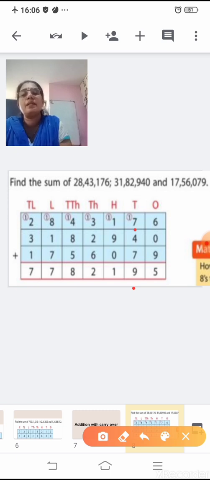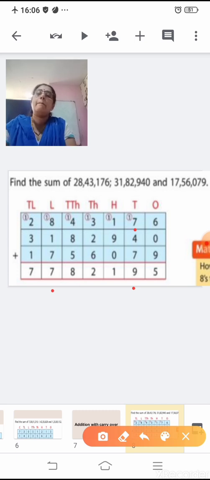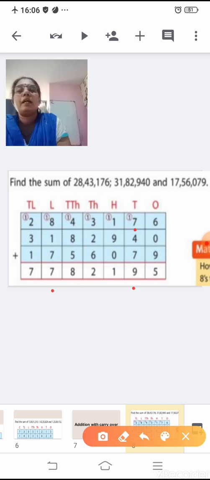Okay, similarly, when you add the numbers in the 10,000s place, you will get 18. So 8 you will write in the 10,000s place and 1 you will carry over to the lakhs place. Again, when you add the numbers in the lakhs place, 8 plus 1 is 9, 9 plus 1 is 10, 10 plus 7 is 17. So 7 you will write in the lakh place and 1 you will carry over to the 10 lakh place. And when you add the numbers in the 10 lakh place, it is a single digit number, that is only the number 7.